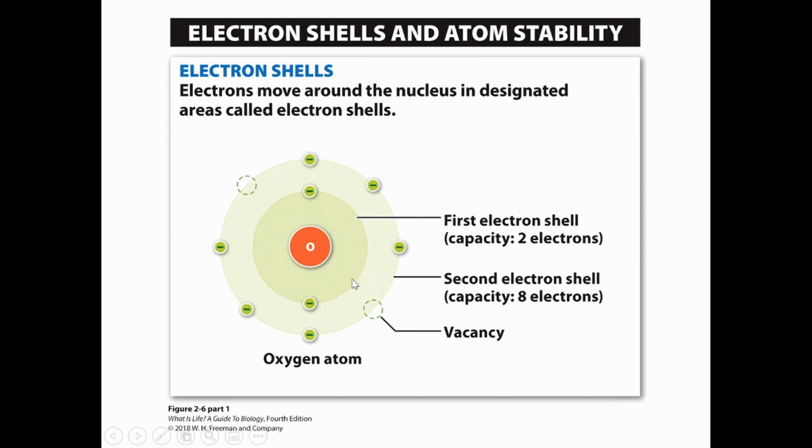So we fill up that first one, capacity of 2, and then any remaining electrons we fill up the next one. And if there's space available, that's going to help us determine what and how we're going to bond when it comes to binding with something else.